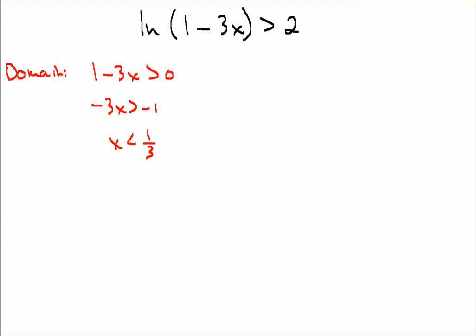When doing the domain, is it always going to be less than? No. You start off by saying this inside has to be greater than 0, and then you keep on doing the work. The only time it changes is because it's a -3. If this was a +3, then it would not have changed, and it would have been x greater than 1/3. So you'll always make it greater than? Uh-huh.